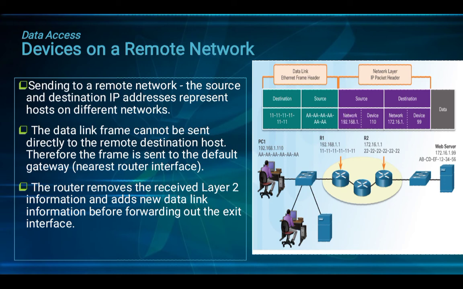Next is device on a remote network. Sending to a remote network, the source and destination IP addresses represent hosts on different networks. The data link frame cannot be sent directly to the remote destination host. Therefore, the frame is sent to the default gateway, the nearest router interface. The router removes the received layer 2 information and adds new data link information before forwarding out the exit interface.